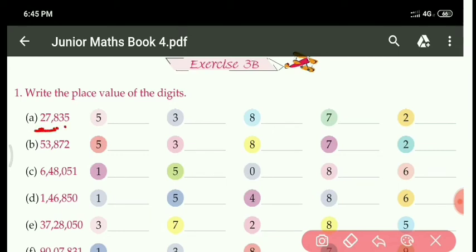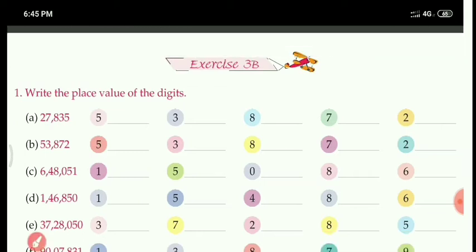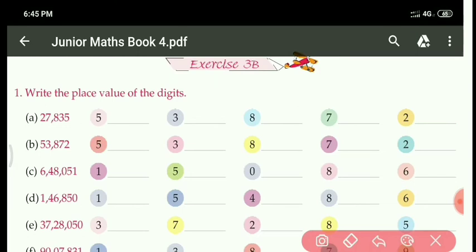27,835. So firstly we will read the place, otherwise you can write these numbers according to their place value only. Here, the first digit, what is given in the circle? 5. Look at the place of 5 in this number. Place of 5 is given at the ones place. So 5 ones, place value what will be? 5 ones, 5 into 1, 5 only.